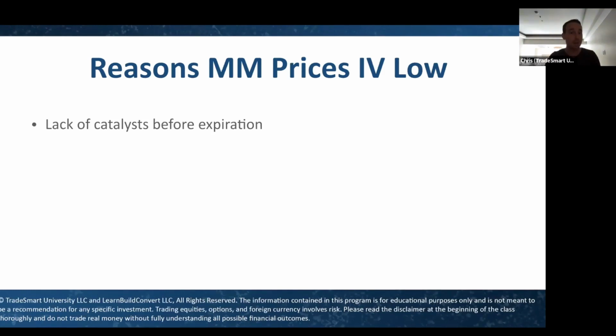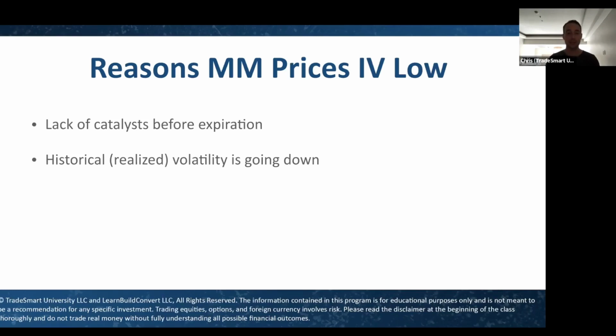There's nothing happening in the stock before next week that is likely to push the price significantly higher or lower, right? So they're going to say, all right, there's not really a reason for the stock to move. It will have normal day-to-day price movements just from normal buying and selling, but there's no catalyst, right? There's no event happening to drive the price higher or lower.